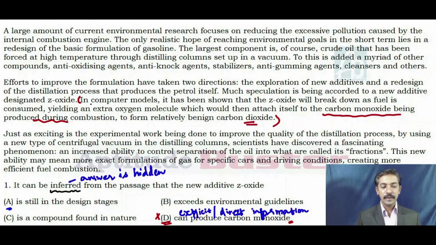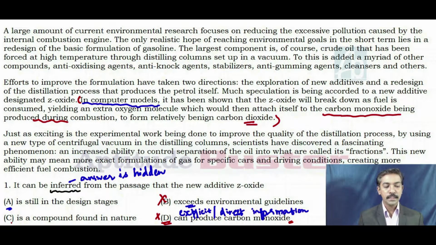Option B, exceeds environmental guidelines. When we say, of course, this phrase helps us to analyze both option A and option B. The very phrase in computer models itself says that it has not been launched in the market. When it has not been launched or when it is not available in the market, we cannot say it exceeds environmental guidelines. Therefore, option B can be eliminated.